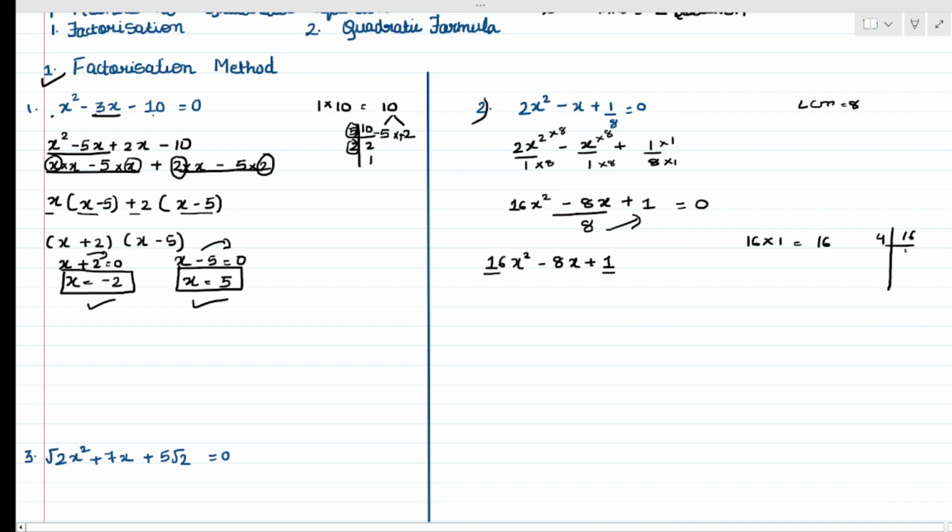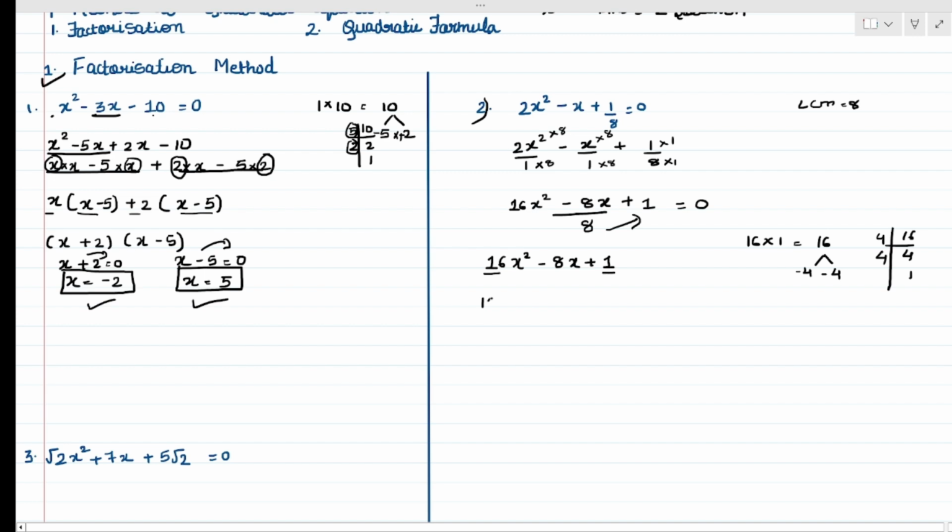4 fours are 16. Okay, 4 times 4 gives me 16 and 4 ones are 4, and 4 plus 4 also gives me 8. So what will be the factors of 16? 4 and 4. Okay. Sign, which sign? It's minus sign. Okay. Now which sign will I keep to make it plus? Again minus, because minus minus gives me plus.